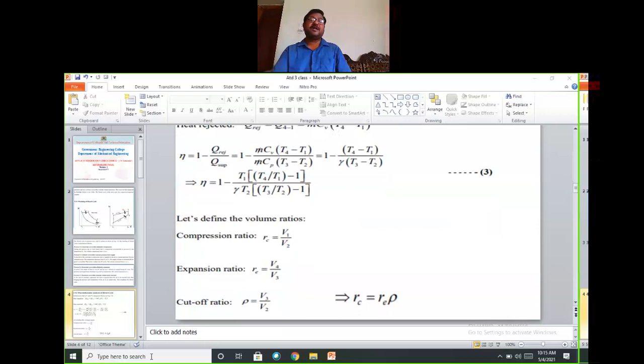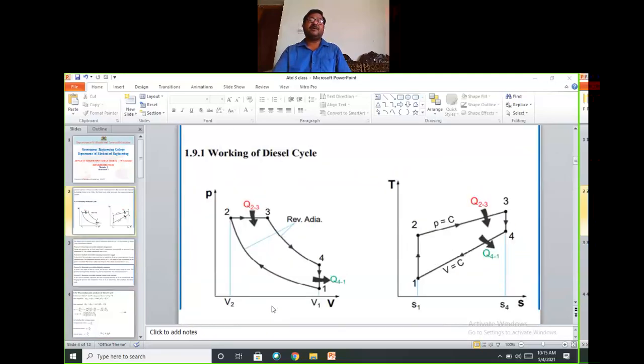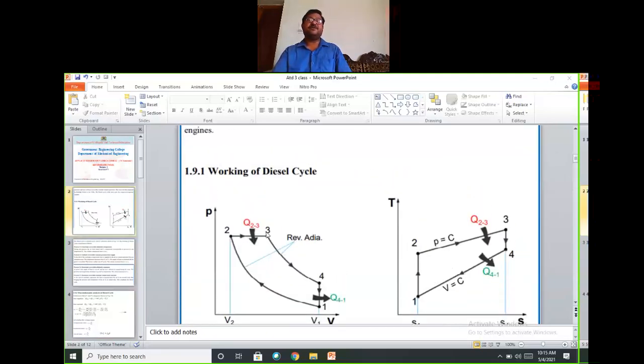After that, one more ratio is the cutoff ratio. It occurs only in the constant pressure process. It is V3 by V2. V3 is the higher volume and V2 is the lower one. V3 by V2 is the cutoff ratio. By looking into the diagram, we can explain the different ratios.